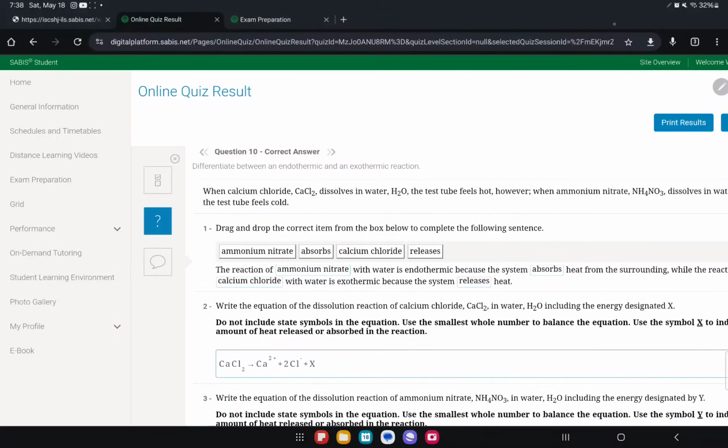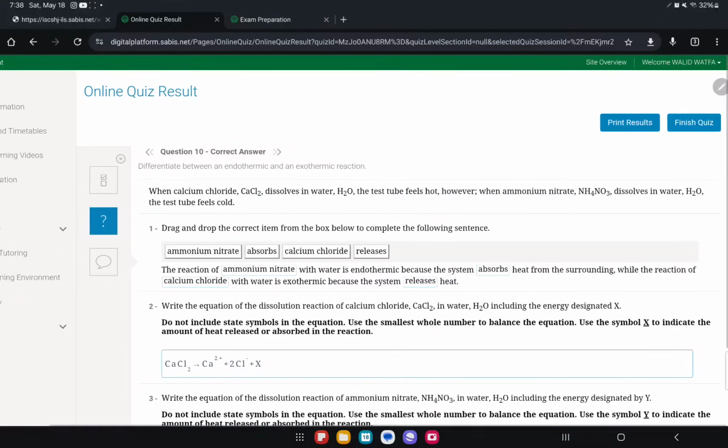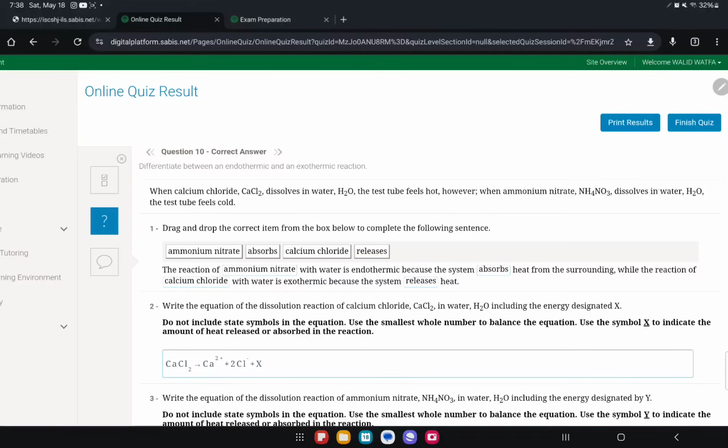Question 10. They said when calcium chloride dissolves in water, the test tube feels hot. That means some heat energy was released, right? That means it's exo. When ammonium nitrate dissolves in water, the test tube feels cold. So that means energy was absorbed, meaning it's endo. So which one is endothermic?